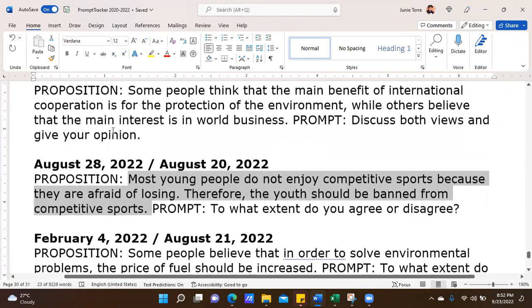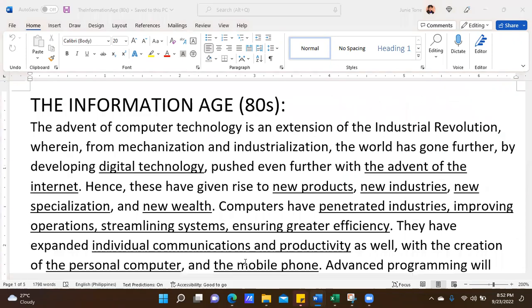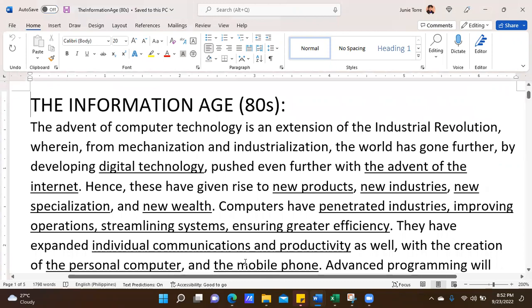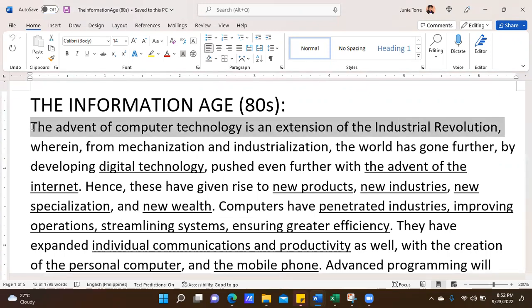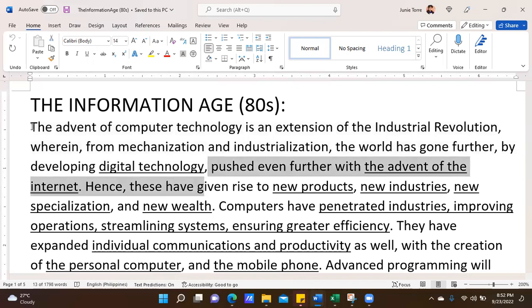Okay. All right. Let's go into the last trend, guys. The information age. Okay, this is very self-explanatory. Ayan, so lots of questions on computers and technology, no, guys? The advent of computer technology is an extension of the Industrial Revolution, wherein from mechanization and industrialization, the world has gone further by developing digital tech, pushed even further with the advent of the internet. Lots of questions on the internet, no, guys?